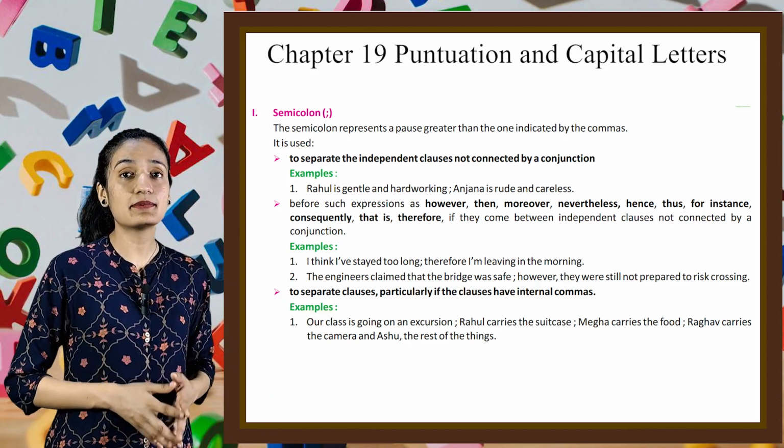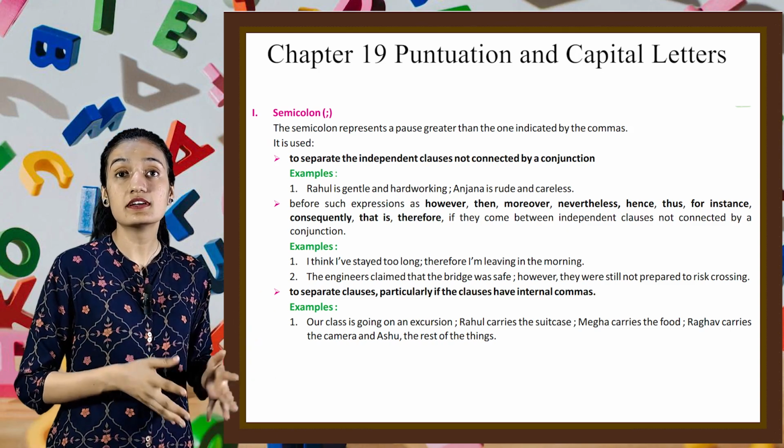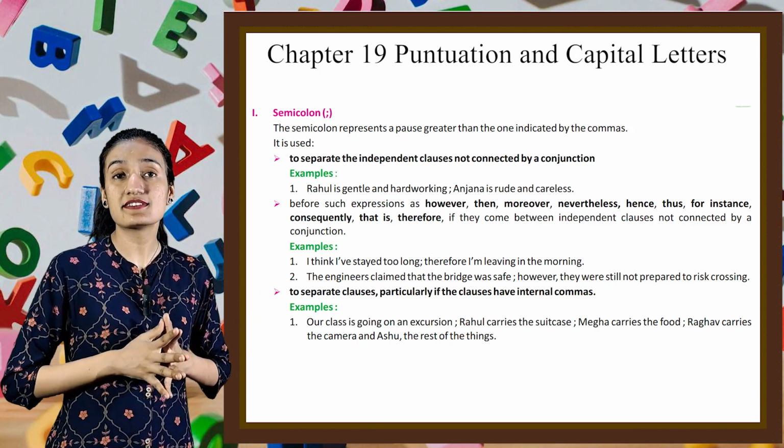The engineers claimed that the bridge was safe. However, they were still not prepared to risk crossing.